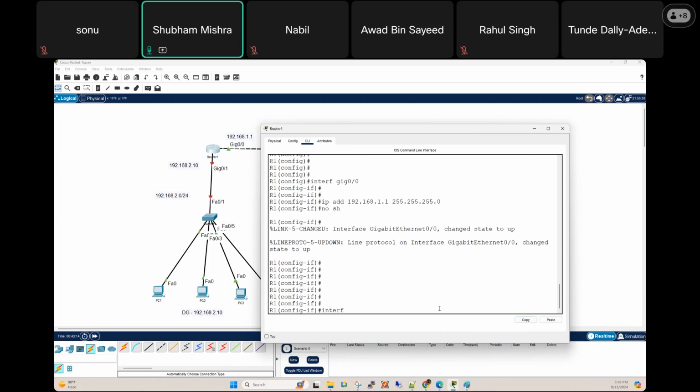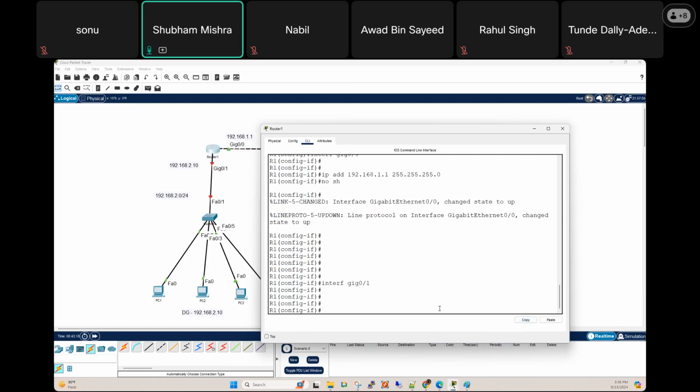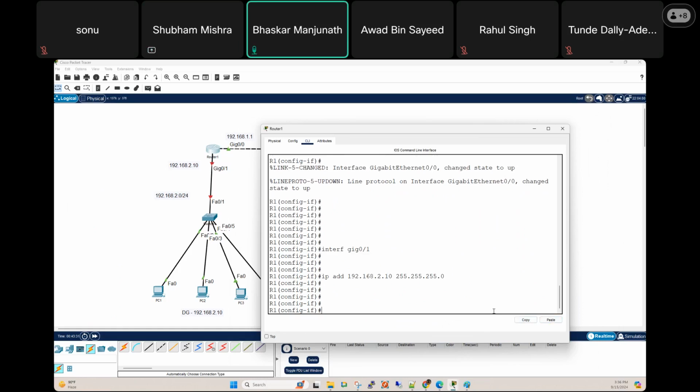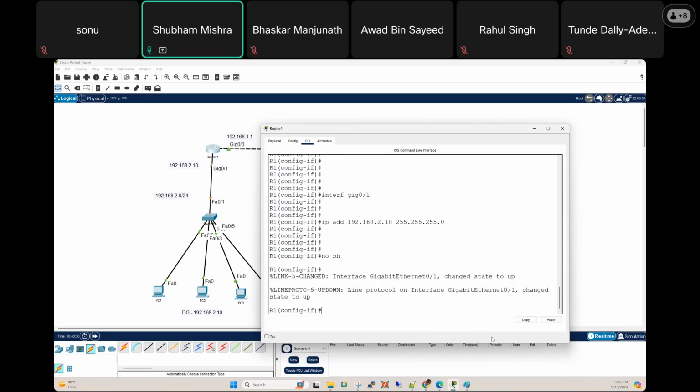Now next is interface gig 0/1. Here I just paste this command and I need to change the address to 2.10. Yes or no? 2.10, host 2.10. For this I also have to write no shutdown.